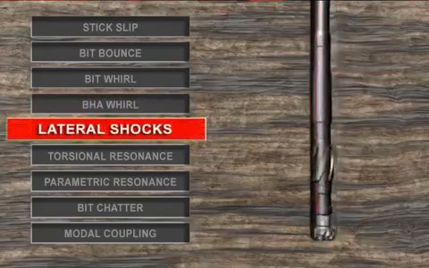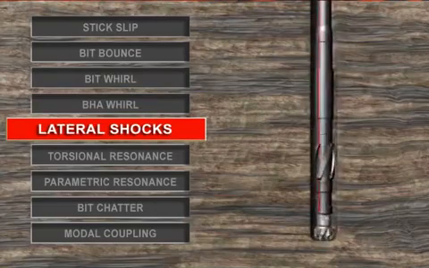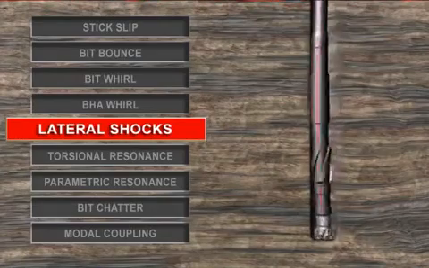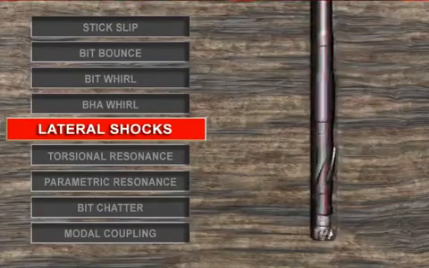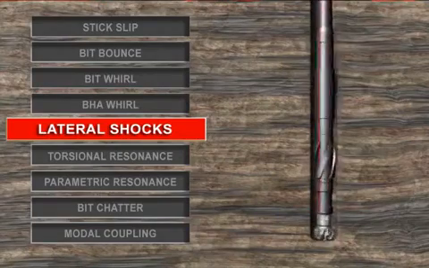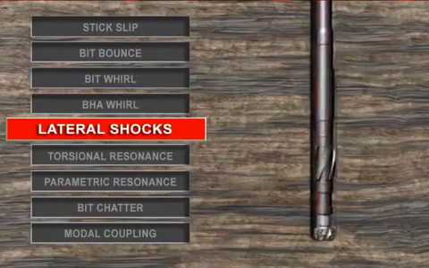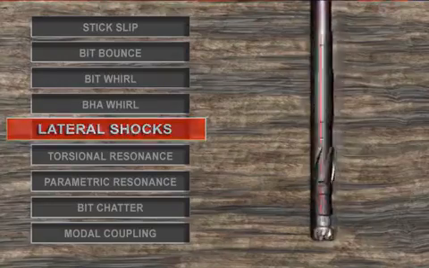Next, lateral shocks describes what happens when the vibration mechanisms of bit bounce, BHA whirl, or modal coupling become so extreme they cause the release of energy built up in the drill string through sudden large lateral shock impacts. Unlike BHA whirl, where the motion settles to a steady state, in this case, the lateral shocks occur randomly.